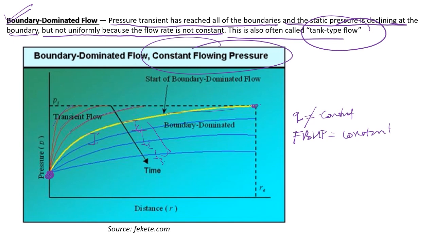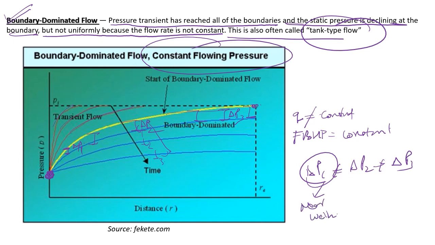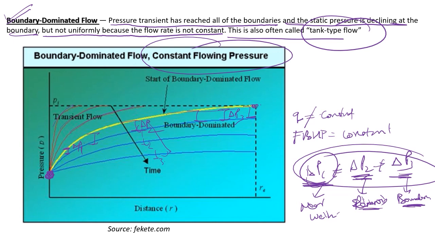My change in pressure is not constant throughout. See, at this particular point, near the wellbore region, my delta P is something different. Over here my delta P2 is different, and over here my delta P3 is also different. That means in this case my delta P1 is not equal to delta P2, which is not equal to delta P3, where delta P1 is whatever pressure response I have got at the near wellbore, delta P2 at some distance from the wellbore in the reservoir, and delta P3 at the boundary. So you can see that my change in flowing pressure is not constant throughout.